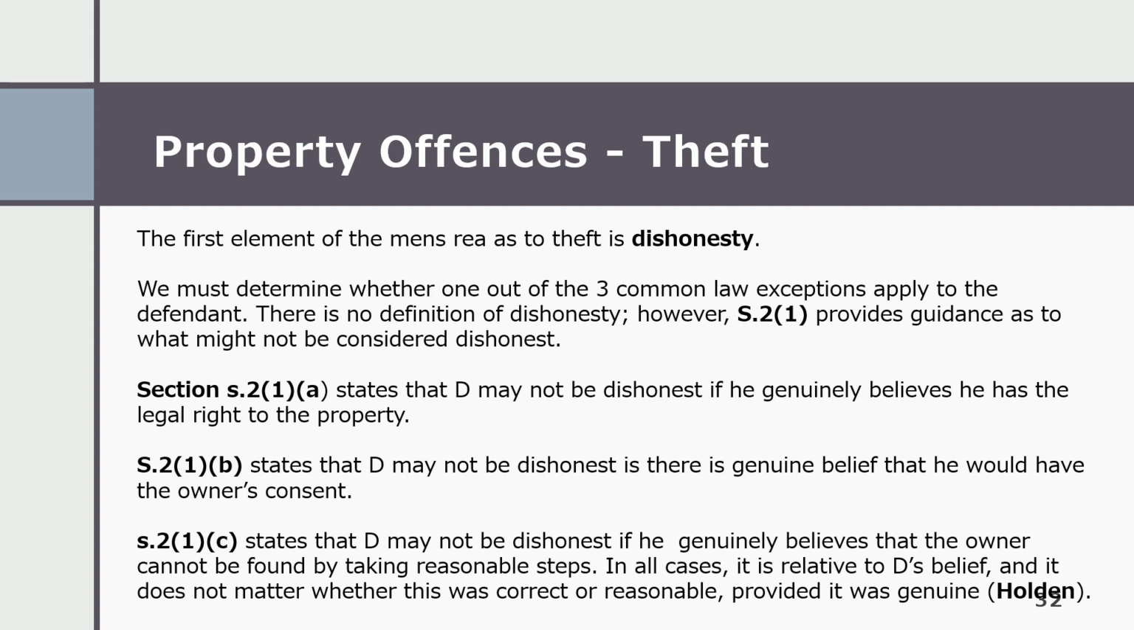The first element of the mens rea as to theft is dishonesty. We must determine whether one of the three common law exceptions apply to the defendant. There is no definition of dishonesty. However, Section 2, subsection 1 provides guidance as to what might be considered dishonest. Section 2, subsection 1, subsection A states that D may not be dishonest if he genuinely believes he has the legal right to the property.